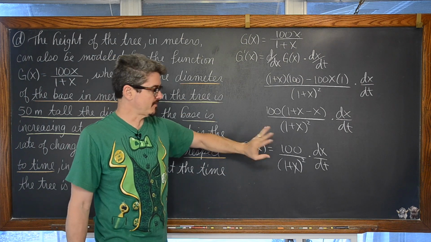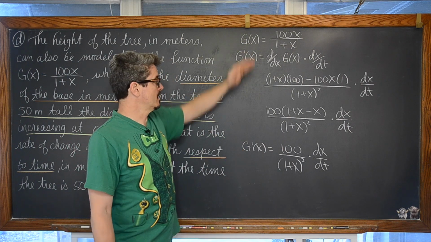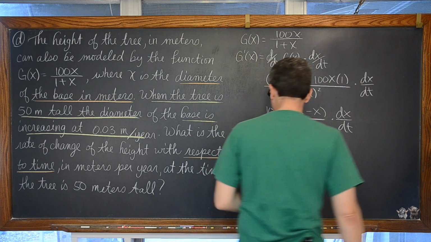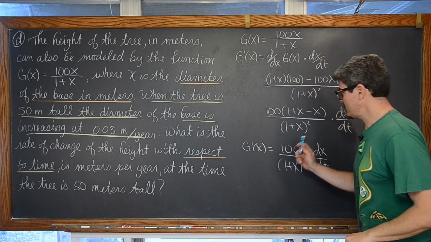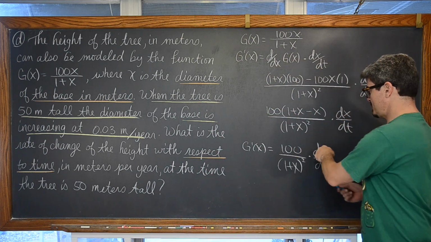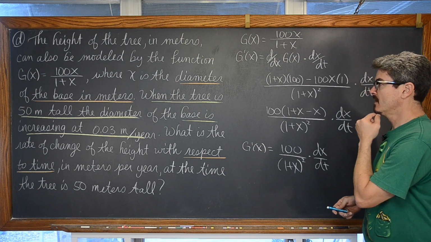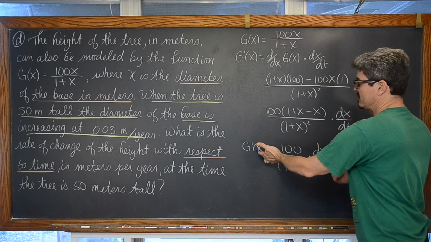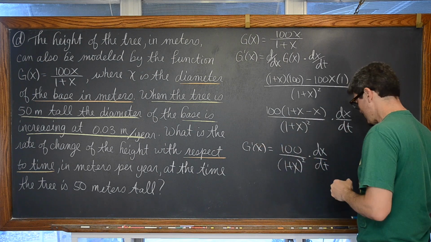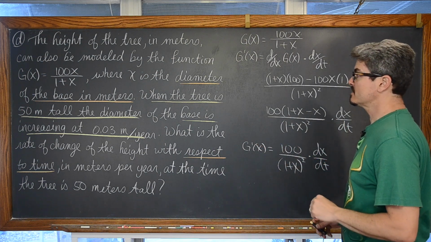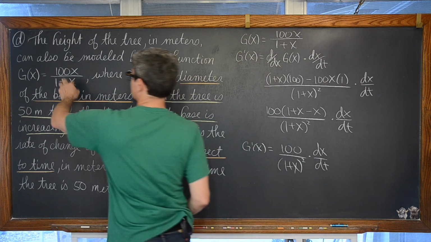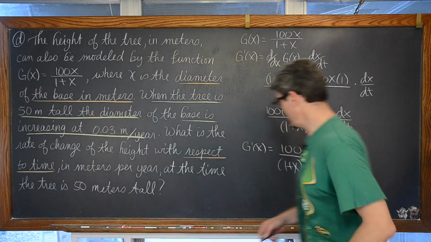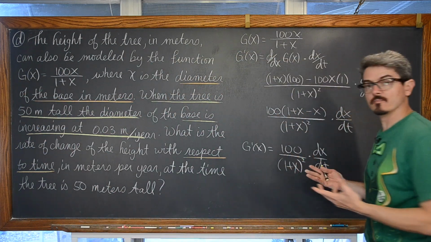And then when you're done and you're happy with your final answer, go ahead and rewrite that statement that g prime of x is equal to this. We need to know what x is, and we need to know what dx/dt is. Well, we don't know when the tree is 50 meters tall. So I've got to do a little bit of scratch work here and say, okay, what is x when the tree is 50 meters tall? I need that x to plug in here.